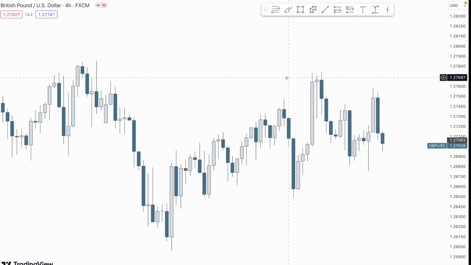What's up everybody? In today's lecture, I will teach you the high probability liquidity sweeps. What do I mean by high probability liquidity sweeps? Here you can see that the price swept this high and then it changed the direction and it came down. So it means it took the liquidity here.